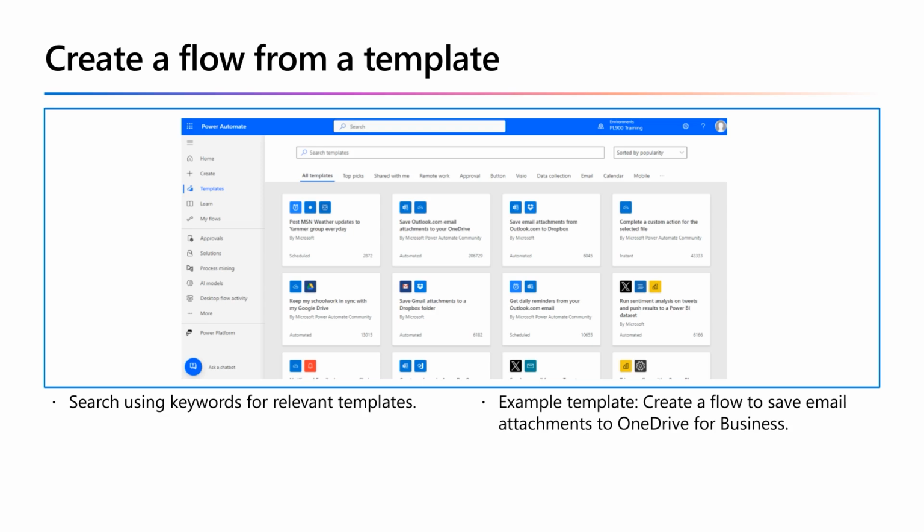Create a flow to save email attachments to OneDrive for Business from a list of templates. Search for "Save Office 365 email attachments to OneDrive for Business," then click the template to start using it. Click Create Flow at the bottom of the screen to create the flow.